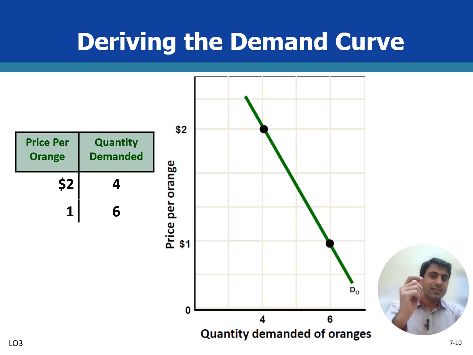Thus a simple price-quantity schedule emerges, which creates 2 points on a downward-sloping demand curve. You can see here that at $2, the consumer was buying 4 units. At the price of $1, he is buying 6 units. If you join these points, you will get the demand curve.